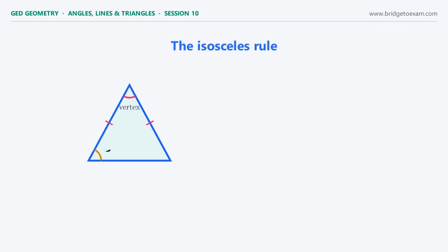Let's start with the isosceles triangle, which has two equal sides. The two angles opposite those equal sides are called the base angles, and they are always equal. The third angle, at the top where the equal sides meet, is called the vertex angle. So if the two equal sides are AB and AC, then the base angles, angle B and angle C, are equal. And of course, all three still add up to 180 degrees.